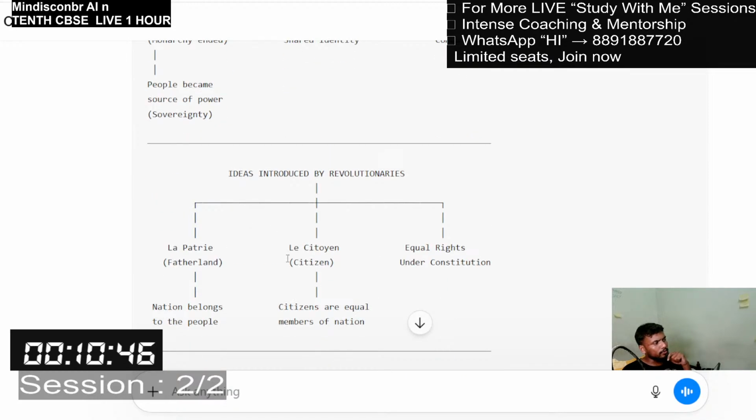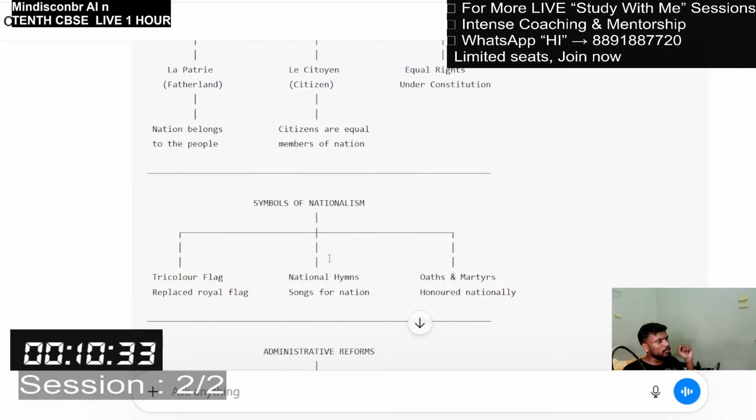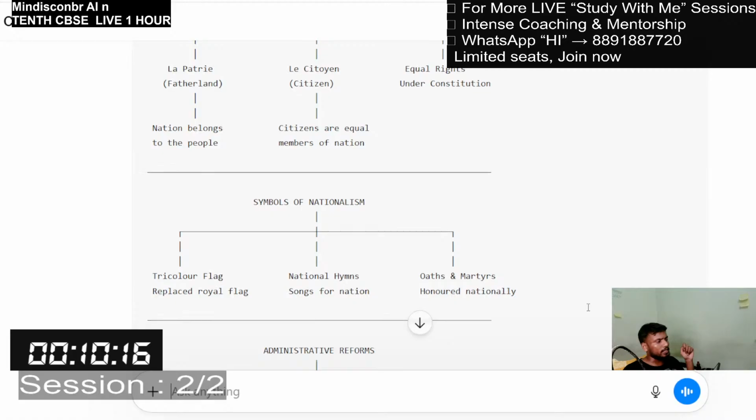Ideas introduced by revolutionaries include la patrie, that means fatherland, the nation belongs to the people. Le citoyen, that means citizen, citizens are equal members of a nation, with equal rights under the constitution. Symbols of nationalism. The tricolor flag replaced the royal flag, and national hymns and songs for the nation were composed. Oaths and martyrs honored nationally.